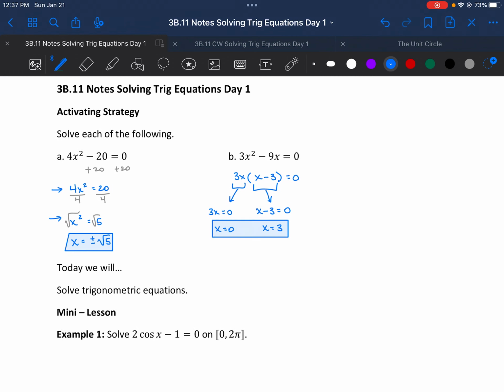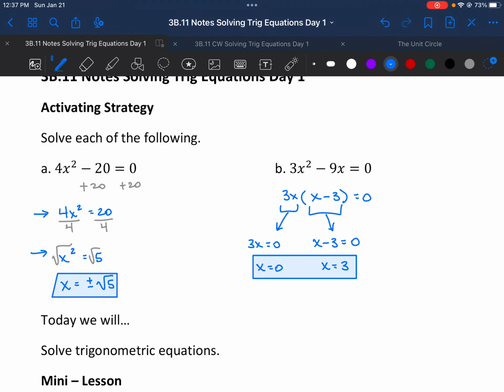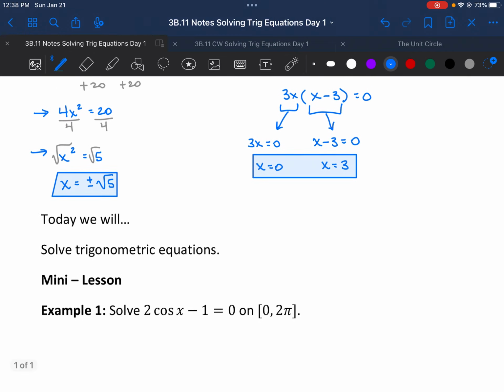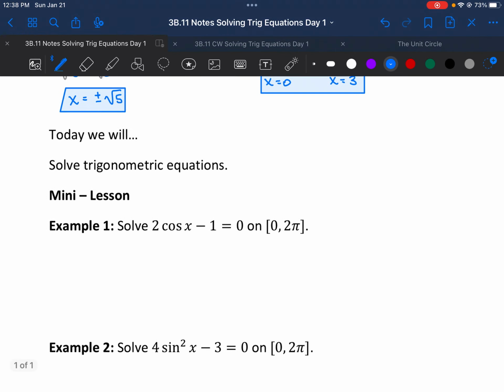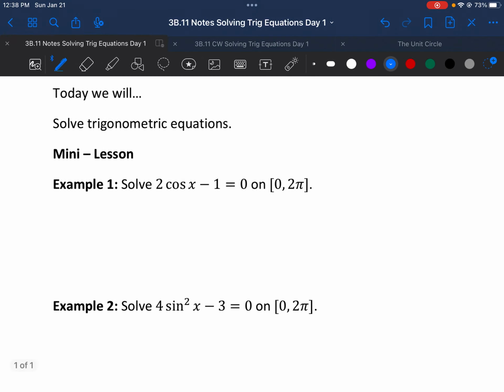Now remember, every time we have a warm-up or an activating strategy on our sets of notes, it's there for a purpose. It's going to serve some kind of purpose for the lesson that we're learning that day. So our goal is we want to solve trigonometric equations. In this particular set of notes, we're going to keep to very basic trigonometric equations. You'll see in the next set of notes, they'll get a little bit more complicated. The factoring will get more complicated.